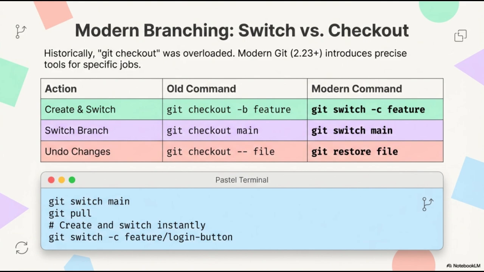As illustrated in the terminal example, this modern workflow allows you to switch branches, pull the latest updates, and instantly spin up a new feature branch with concise, purpose-built commands. This separation of concerns makes the Git command line more predictable and easier to master.